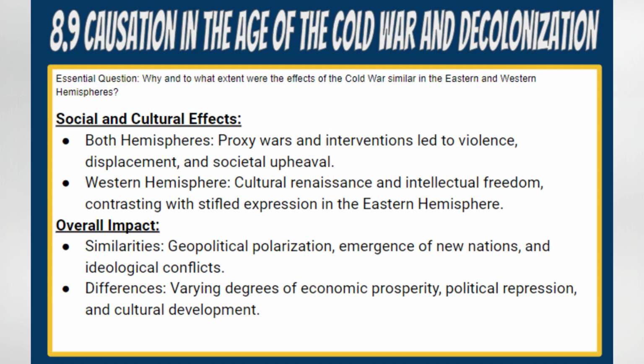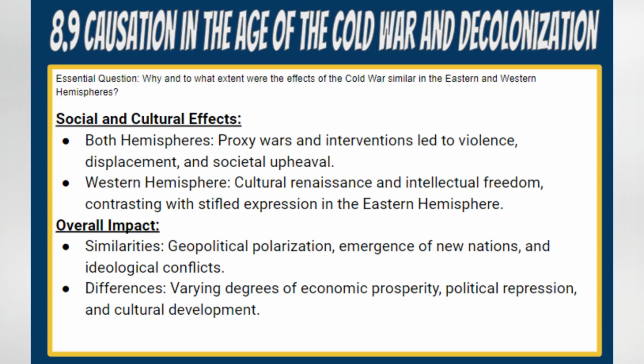Socially and culturally, the Cold War fueled tensions and conflicts, leaving a profound impact on societies on both sides of the divide. Proxy wars and interventions in regions like Asia, Africa, and Latin America led to widespread violence, displacement, and human suffering. The Vietnam War, for instance, resulted in immense casualties and societal upheaval, while conflicts in Africa and Latin America fueled by superpower rivalry destabilized entire regions.